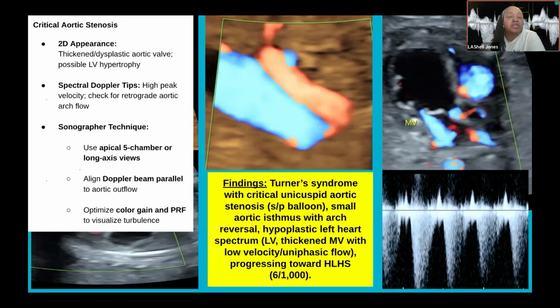Okay, just some technique tips for you guys. If possible, because we're all at the mercy of the fetus, it's helpful to get these views at an apical 5 chamber or long axis view and align the Doppler beam parallel to the aortic outflow. And then keep your color gain optimized and the PRF settings adjusted to visualize the turbulence seen.